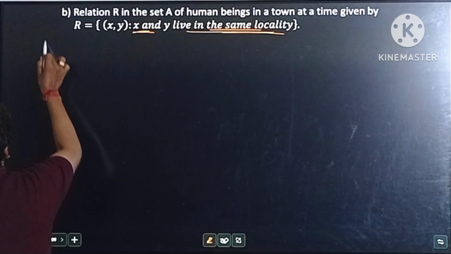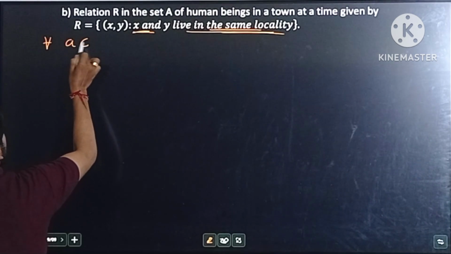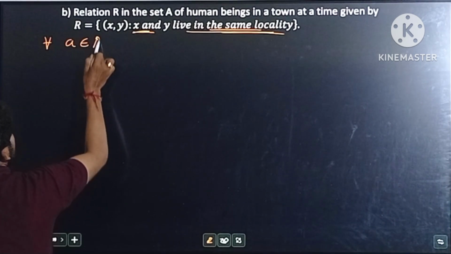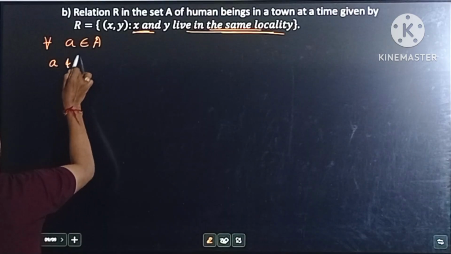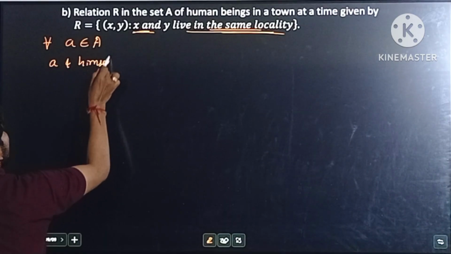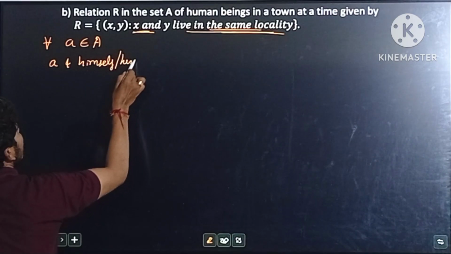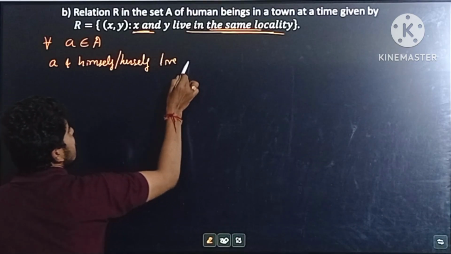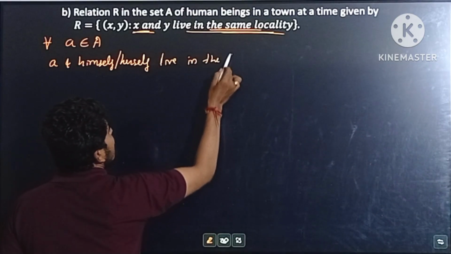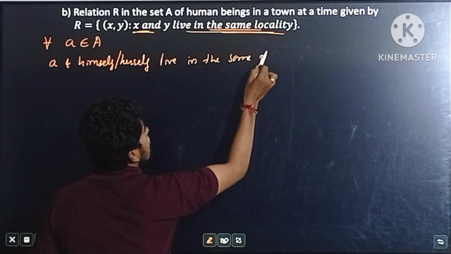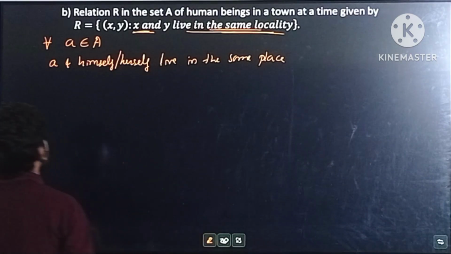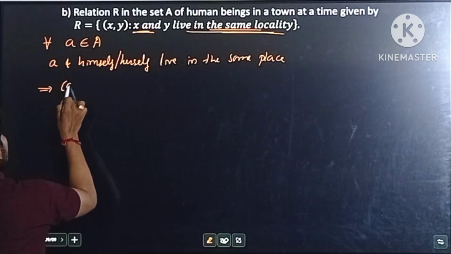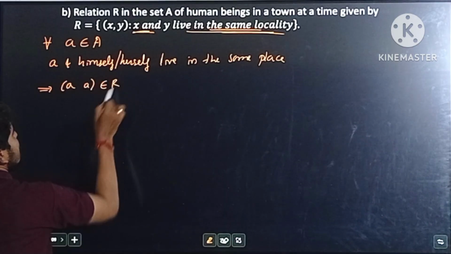Same thing for all. Consider any one person A belonging to the defined set A. We know that A and himself, or you may call it herself, live in the same place. I hope all of you are understanding, which implies the pair AA belongs to relation R.